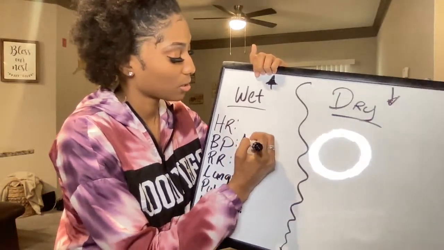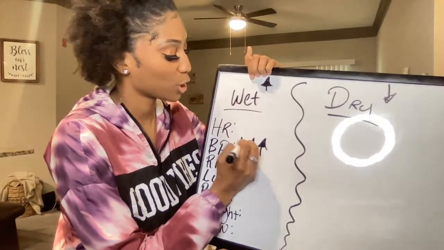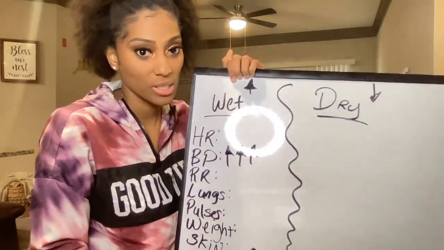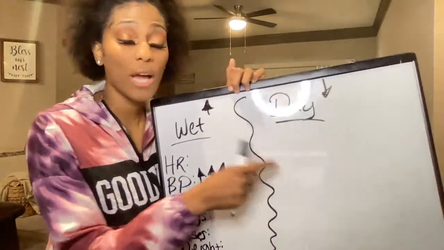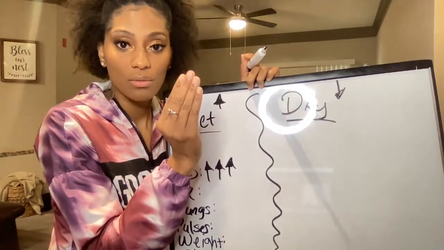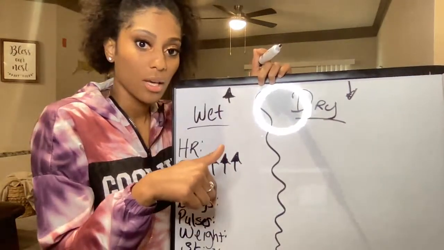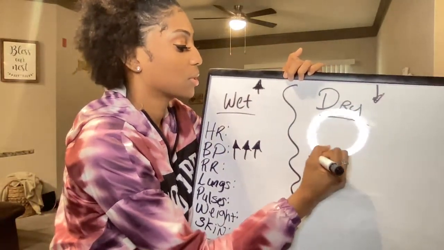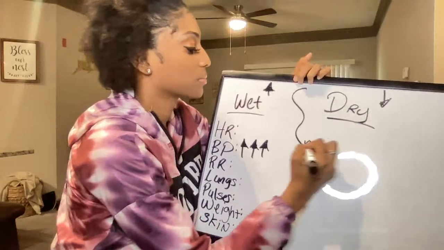So we're going to put some arrows here. So your blood pressure is increasing with a wet patient because there's too much fluid in a blood vessel. So the pressure is increasing. With that being said, with a dry patient, it's going to decrease because it doesn't have enough fluid in the vessels. So that makes sense. The pressure is going to decrease. The less fluid, the opposite of the pressure. So we're going to put decrease here.